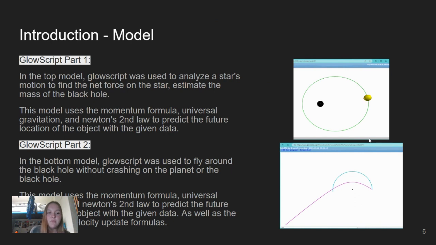It was used to fly around the black hole without crashing on the planet or the black hole. This model uses the momentum formula, universal gravitation, and Newton's second law to predict the future location of the object with the given data, as well as the other two equations, which were the position update formula and velocity update formula.